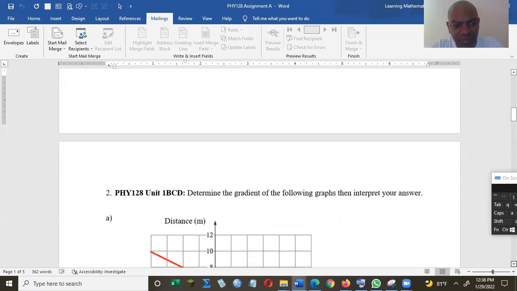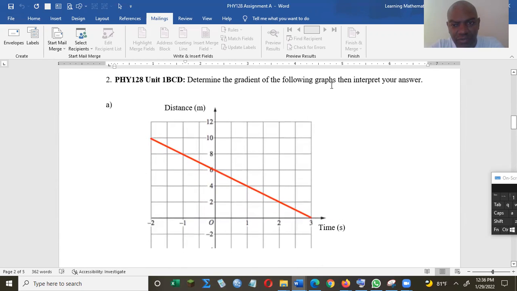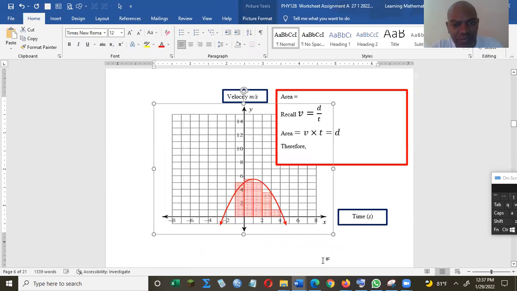That's number 1A. Number 2A says determine the gradient of the following graphs, then interpret your answer. So we have to apply the gradient of this line. This line is indicating that distance is decreasing, distance from a reference point, if you want to put it that way. Time is always increasing from left to right. Please bear that in mind. We're going to use two examples for this, one for the area, one for the gradient.